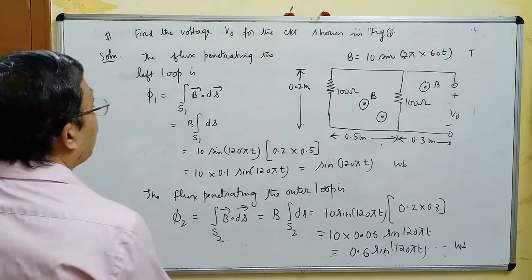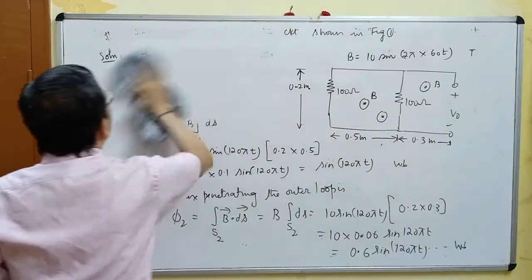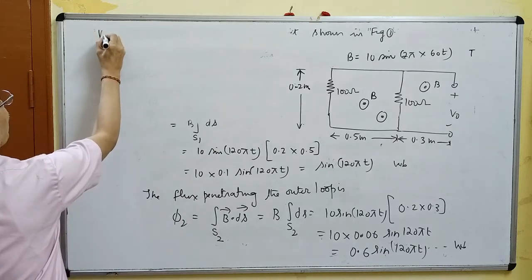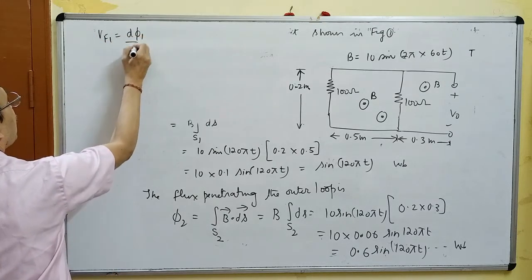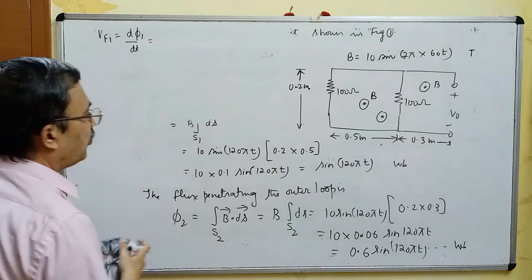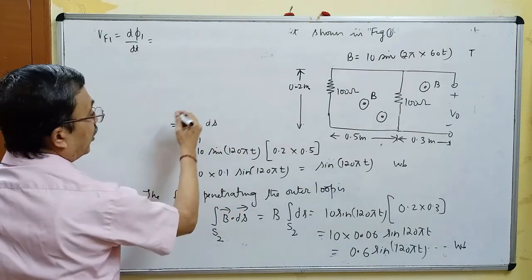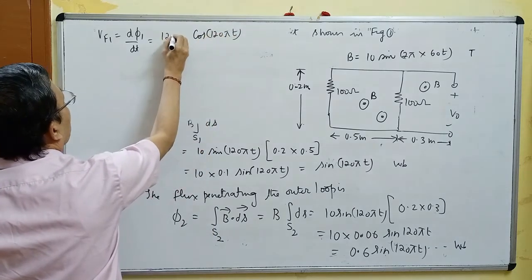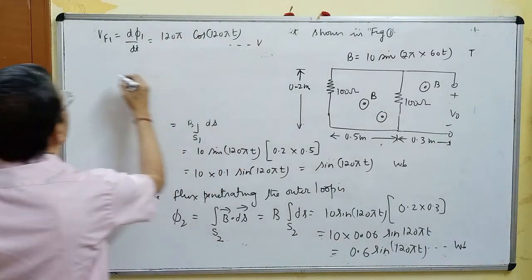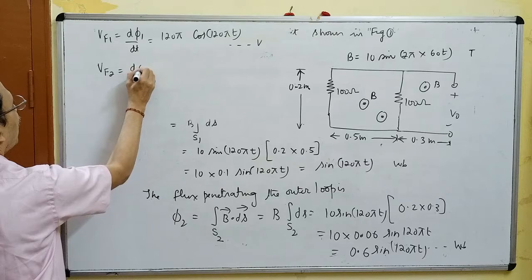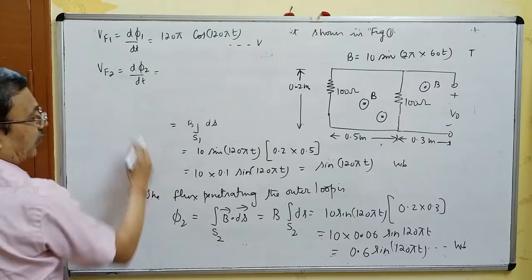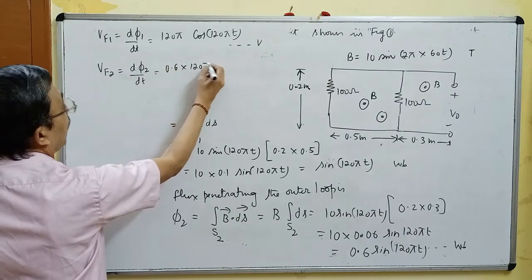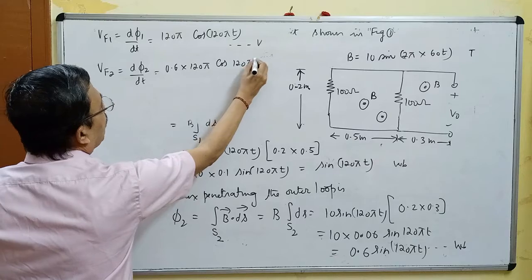The next step is to find V1 and V2. Vf1 is equal to d phi 1 by dt. So differentiate this with respect to t. What you get is: sin differentiates to cos 120 pi t multiplied by 120 pi, so many volts. What is Vf2? Vf2 is d phi 2 by dt. Differentiate this with respect to t. So it is 0.6 into 120 pi cos of 120 pi t volts.